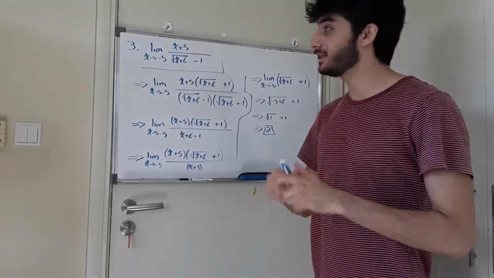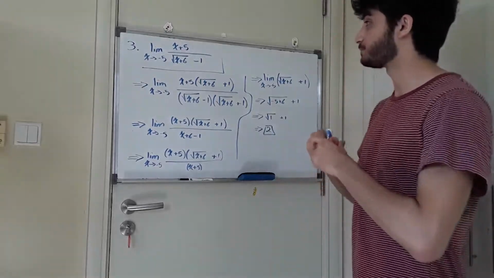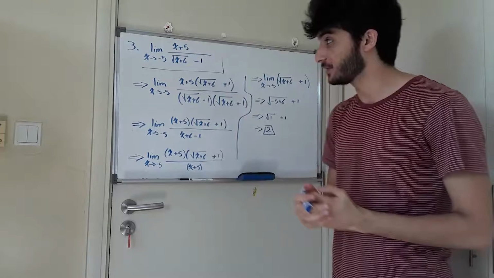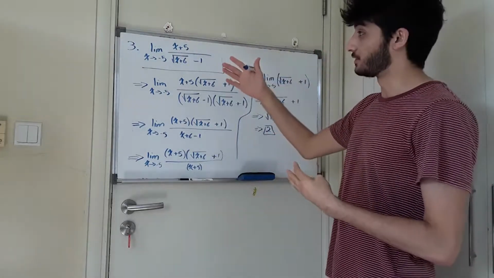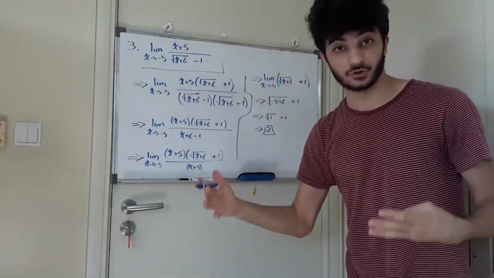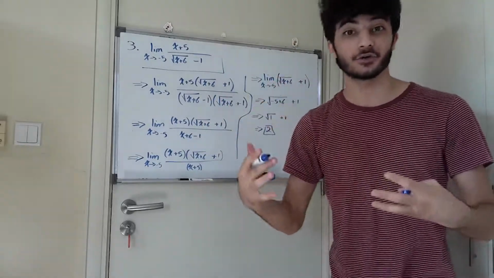Grid question number 3 is almost the same as grid question number 2. So they gave you the limit and they gave you options and you need to pick the correct ones. So the first thing you want to do is substitute x equals minus 5 into this equation. You would get 0 over 0. So you need to find another way.